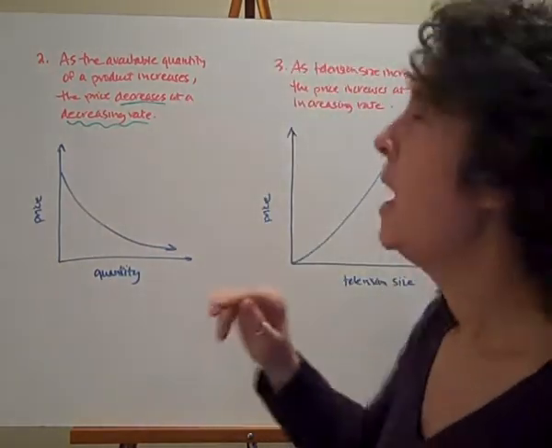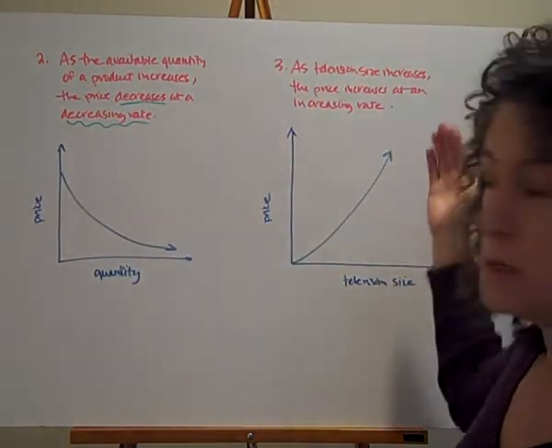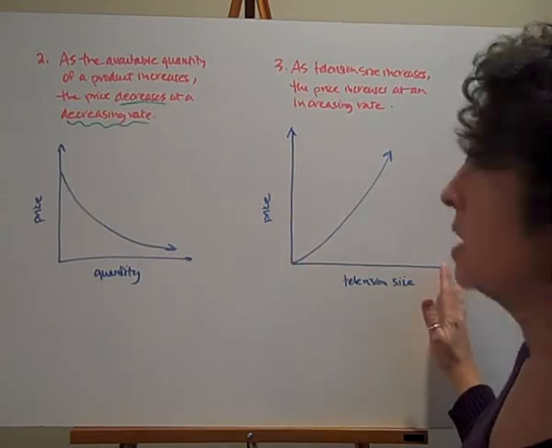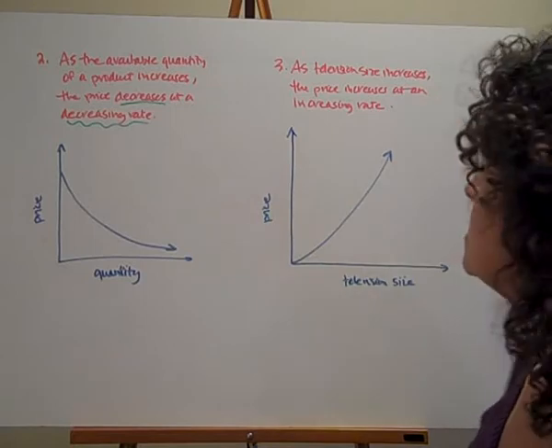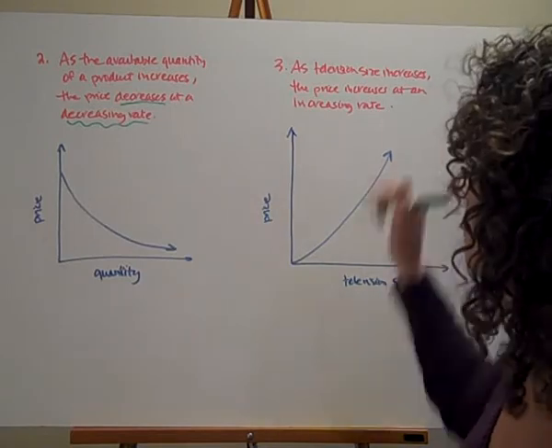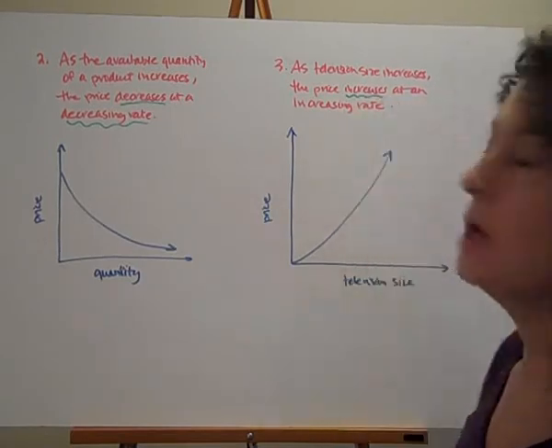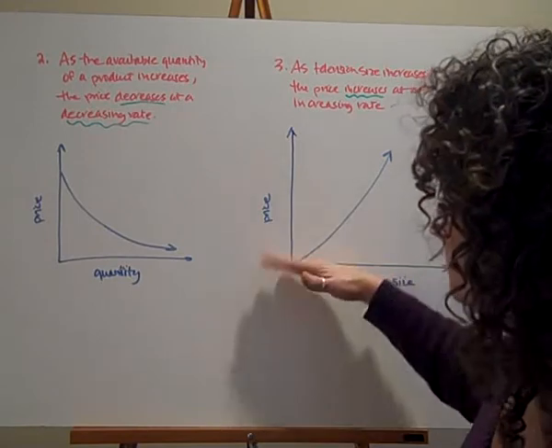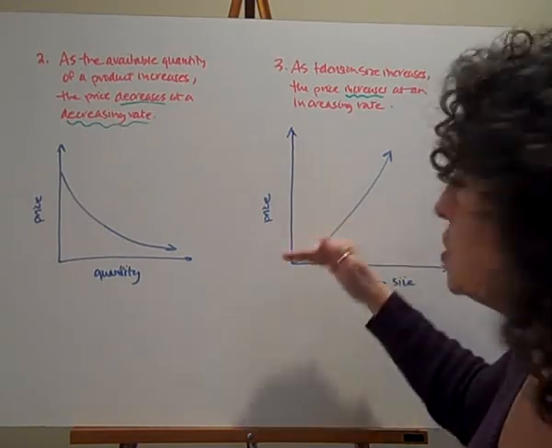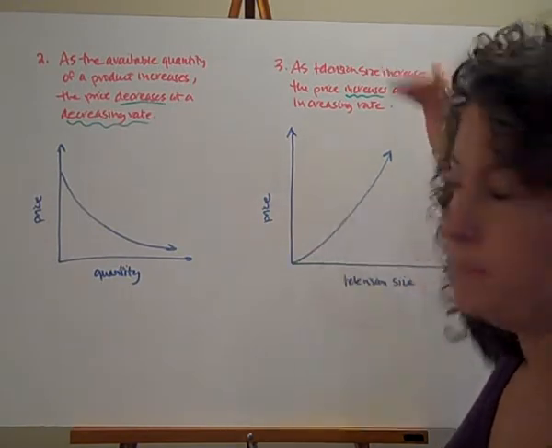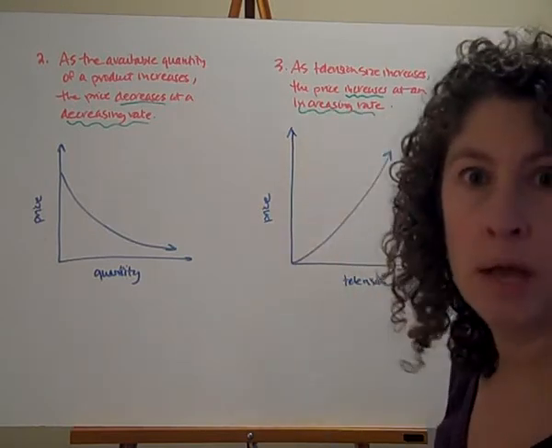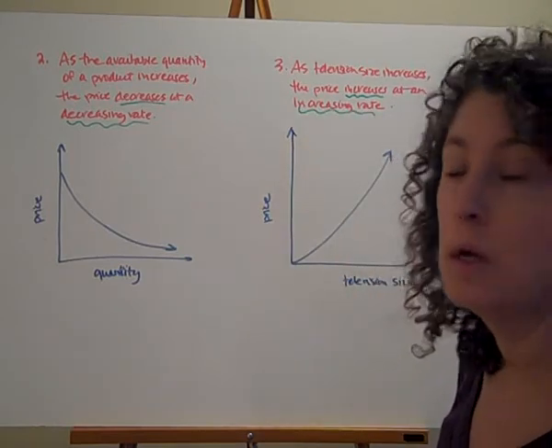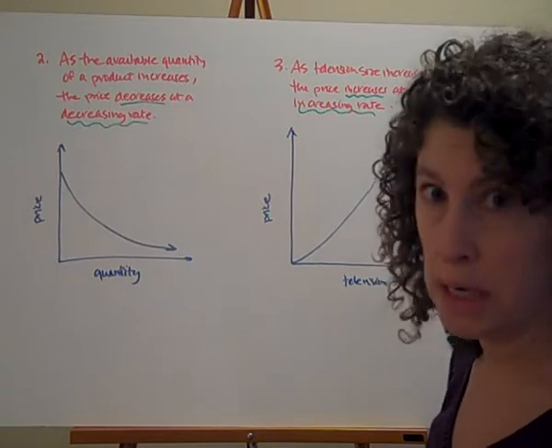All right, one more. As television size increases, so I've got television size on my x-axis, the price, so I've got price on my y-axis, increases at an increasing rate. All right, so let's break this down. We've got increasing, so the price is increasing. So I know as I go along my graph, my price should start low and go up high at an increasing rate. So again, notice this is not a constant rate, so I'm not going to have a straight line.